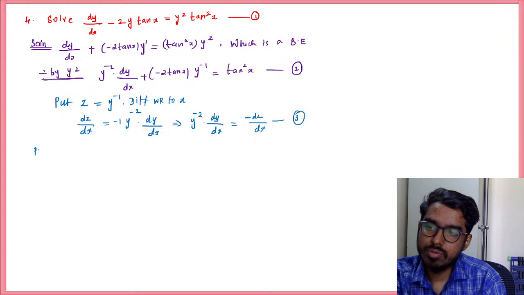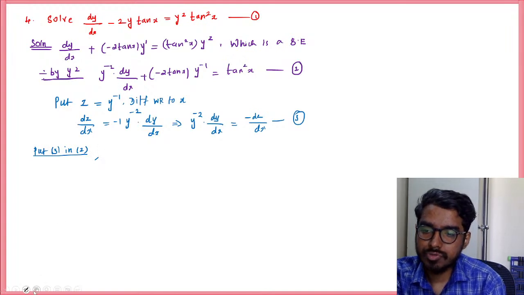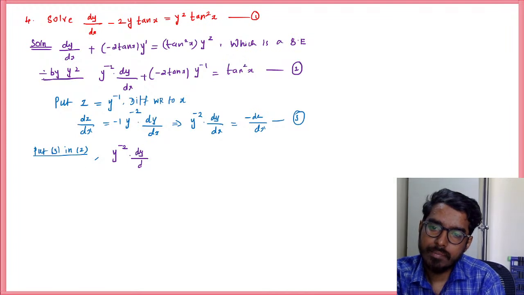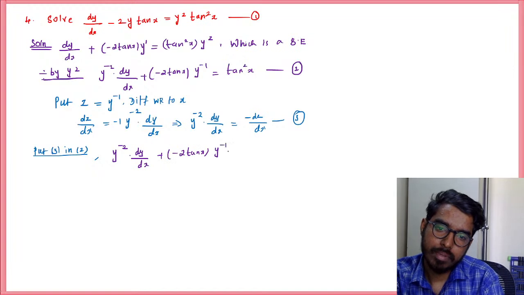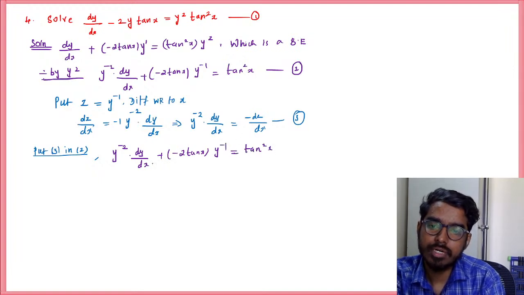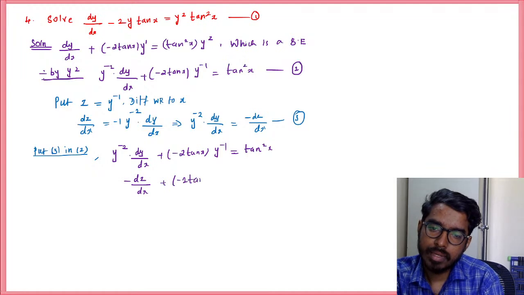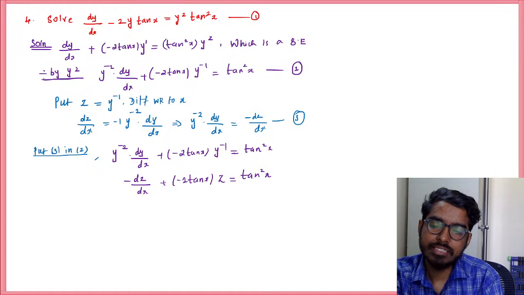So put 3 into, so we will have y power minus 2 dy by dx minus 2 tan x into y power minus 1 is equal to tan square x. This is our q. So this is our equation number 2. So y power minus 2 dy by dx is minus dz by dx, minus 2 tan x, this is z, is equal to tan square x.